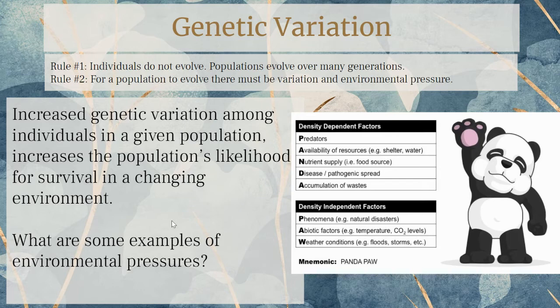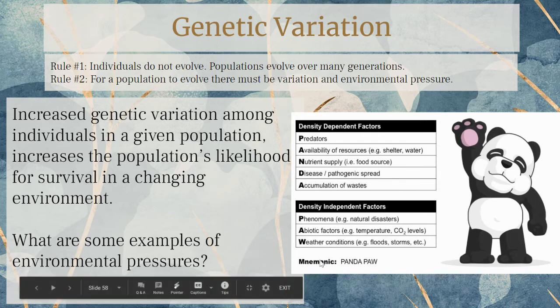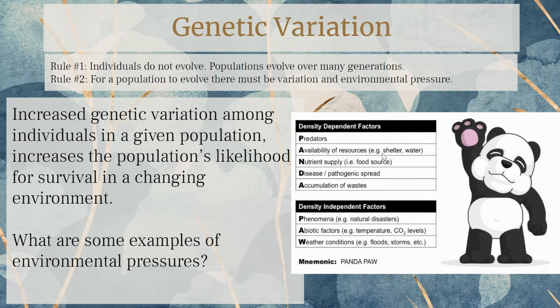One of the selective pressures or environmental pressures we talked about, the easy one to use as an example, is a predator. There are other environmental pressures, and a mnemonic device is panda paw. Panda paw. It's funny to say. Try it. You've got your predators, your availability of resources. So that's an environmental pressure, such as shelter, water, your nutrient supply, your food sources, disease, or the spread of a pathogen within a population, accumulation of wastes.